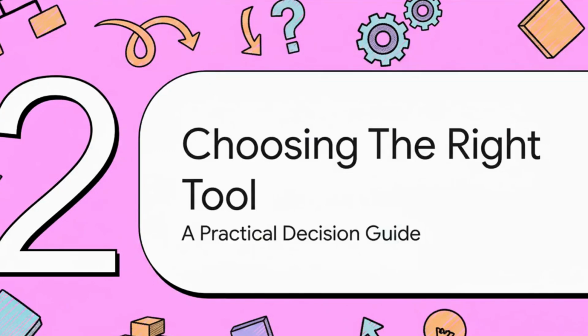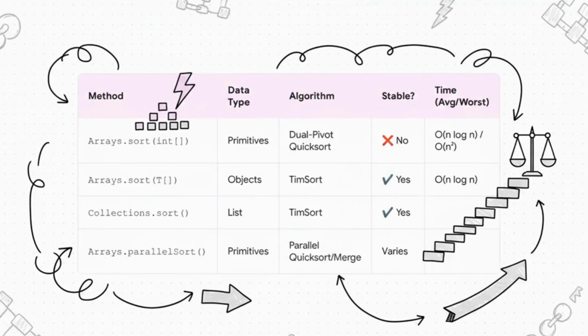Okay, so the theory is great, but how do we actually apply it? How does this help you write better code? Let's build a quick, practical guide for choosing the right sorting method for your specific job. This table right here, this is basically the whole explainer in a nutshell. Look closely. For a primitive int array, you get the fast but unstable quicksort. For an object array or a list, you get the stable tim-sort.